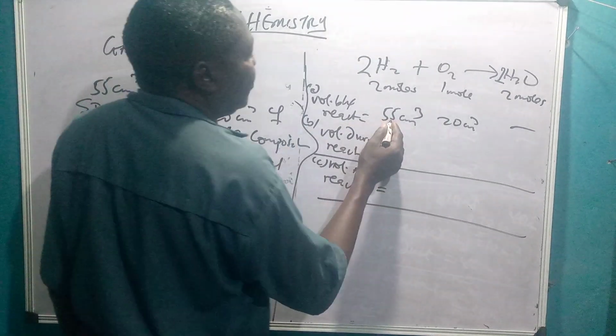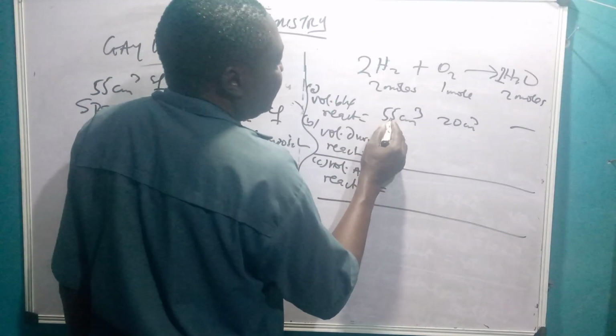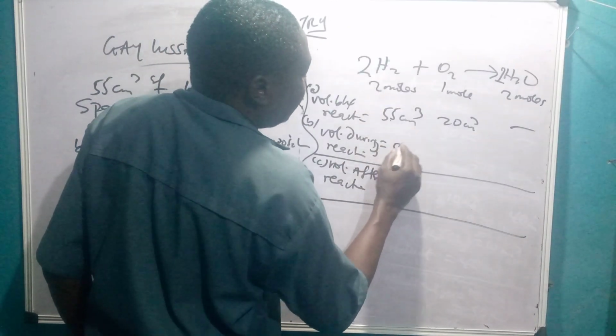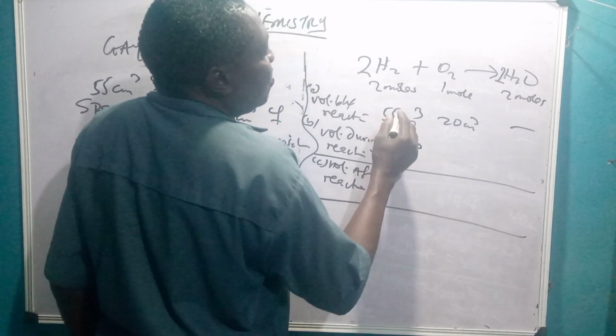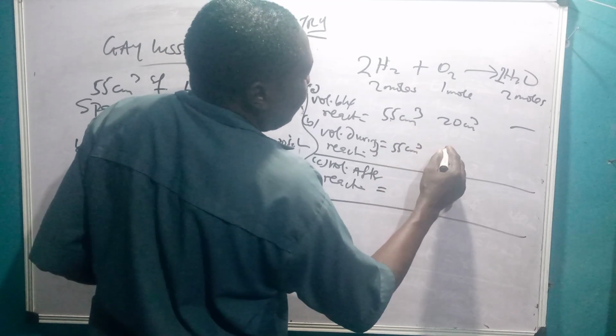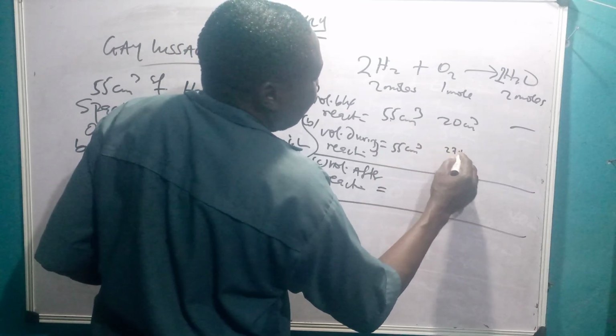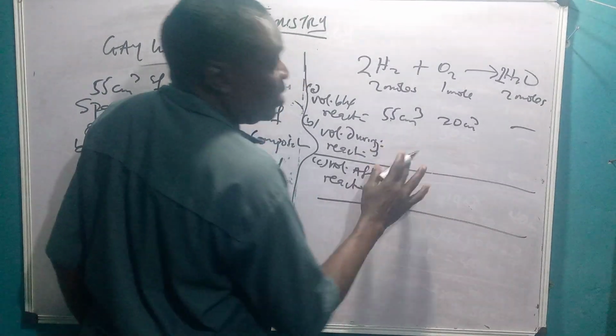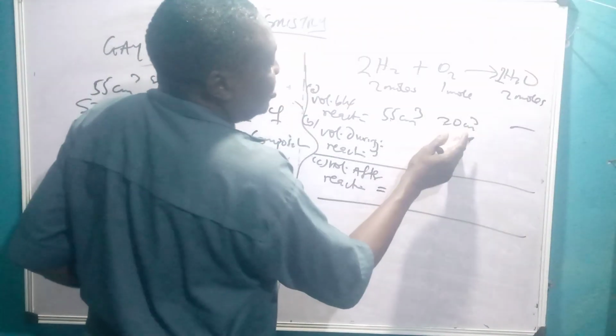Let's start with this side. When it was 2, it was 55 cm³. So when it will be 1, it will be 55 divided by 2, which is about 27.5, and it's bigger than this. Therefore, you cannot use it. One side must work for you among the reactants. So let's come to this other side of oxygen.